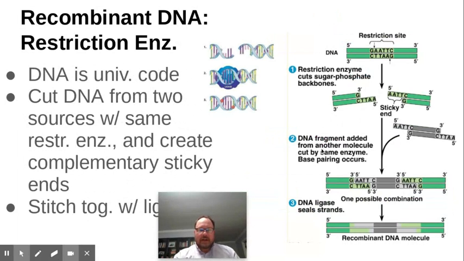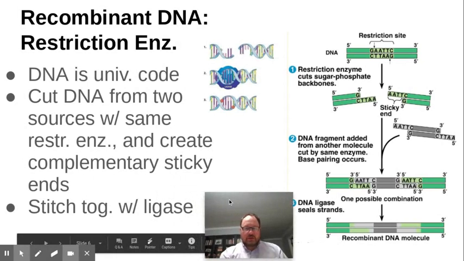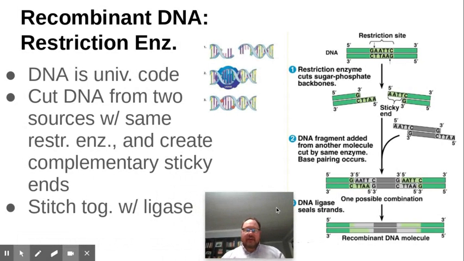So let's look at how we can use this. Okay. Now, what is really helpful, again, is the fact that the genetic code of DNA is universal. All forms of life on Earth are using this A, T, C, and G code. Because of that, you can use the same restriction enzyme to cut DNA from two different species. And when you do that, they'll create, again, those complementary sticky ends. So then you can join together, or anneal, DNA from two different organisms.